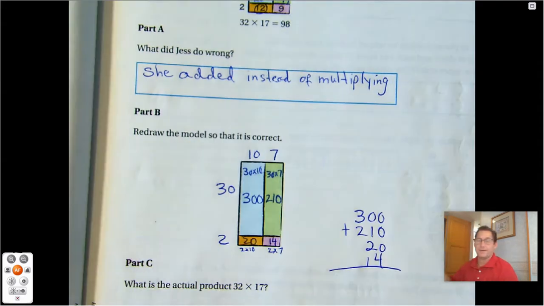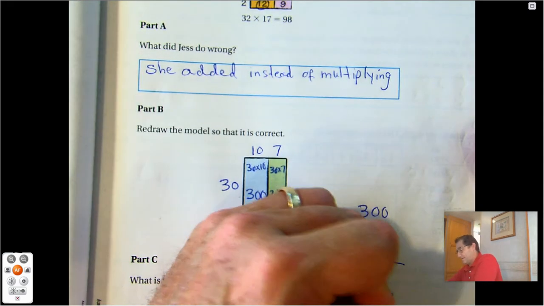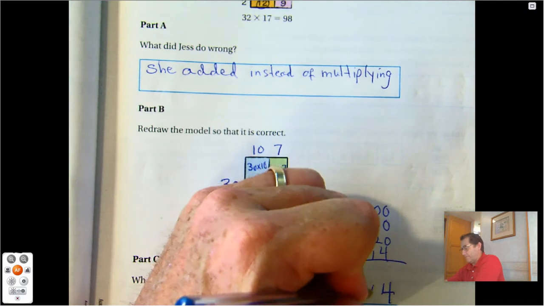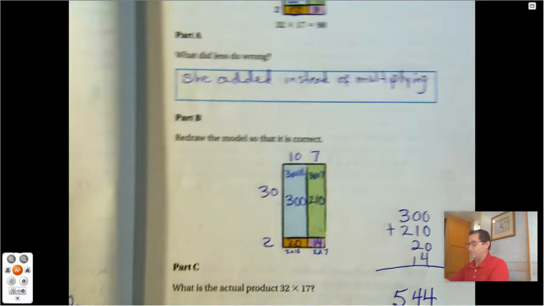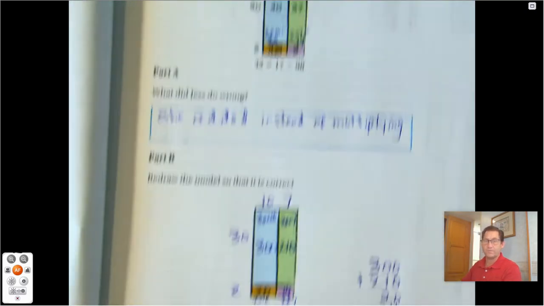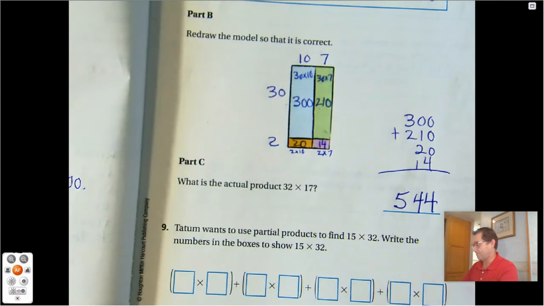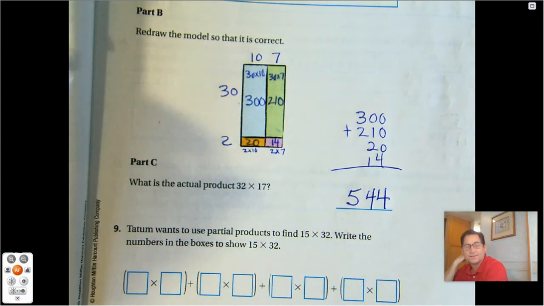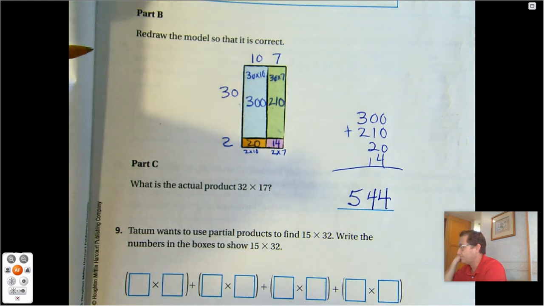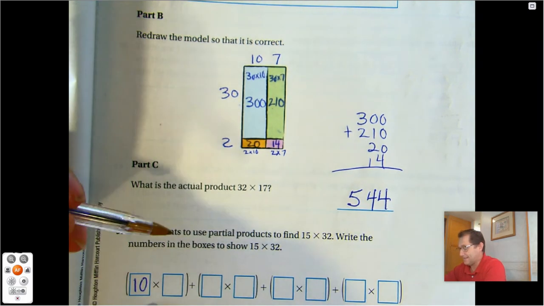Okay, 300 plus 210 plus 20 plus 14. We get 4 in the ones place. We'll get 4 in the tens place. And we'll have 5 hundreds. So if we compare the answers, 544 versus 98, yeah, she was way off because she added. All right, number 9. Tatum wants to use partial products to find 15 times 32. Write the numbers in the boxes to show 15 times 32. So we can break up the 15 as 10 and 5.